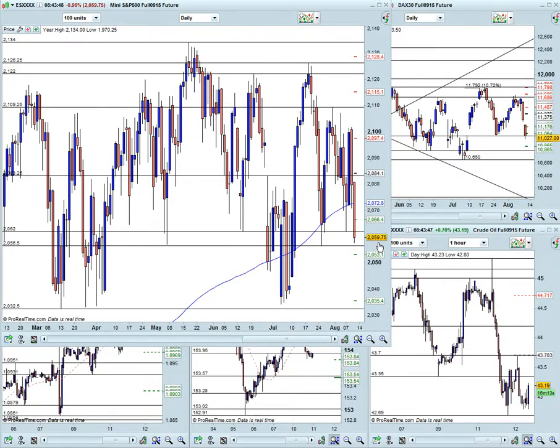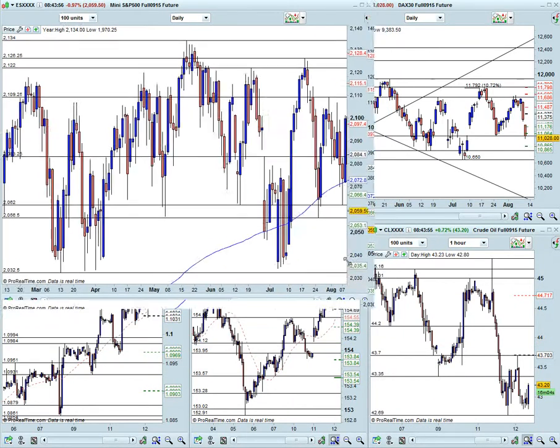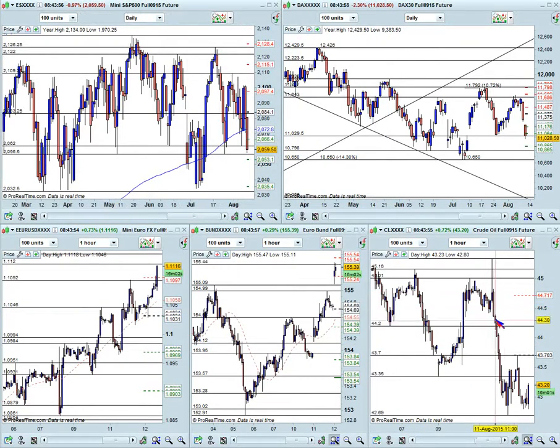All the metals getting hit, copper, iron ore, nickel, you name it, all the metals down sharply. You've got the energy space. If I just bring my oil chart into play here, oil, big move to the downside throughout yesterday.